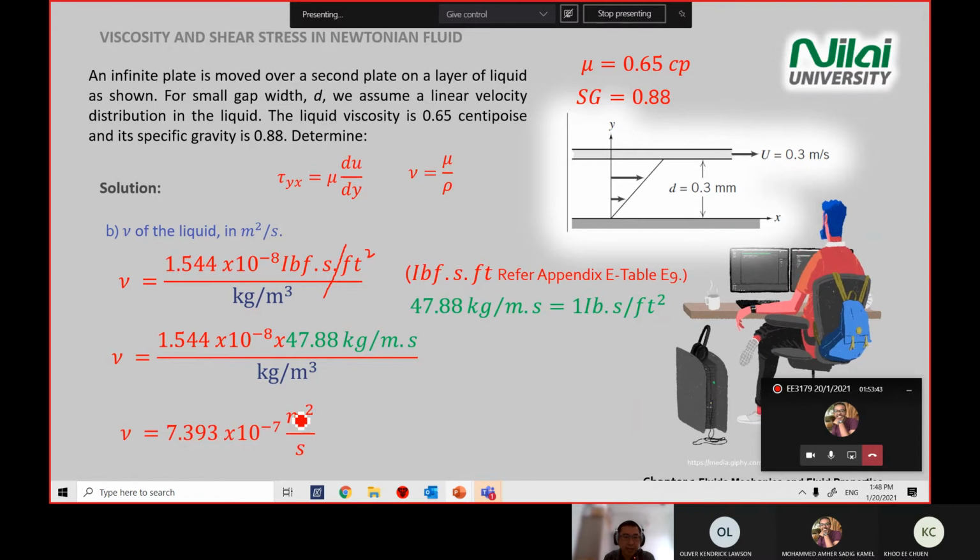So you just multiply, and then you get your answer in meter square over second. Why do you get meter square over second? You cancel out kilogram here, and you move your meter cube up there. You cancel, this one becomes 2, so you get meter square over second.